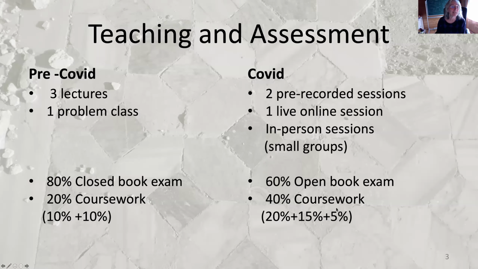In the pre-COVID time, in most of our modules, there were per week 3 lectures and 1 problem class. Assessment was 80% closed book exam, 20% coursework, and coursework was composed of 2 components, each 10%. One was 1 in-class test marked by PhD students, and another 10% would be for the homeworks. That was individual work that every second week students would submit and would be marked by PhD students.